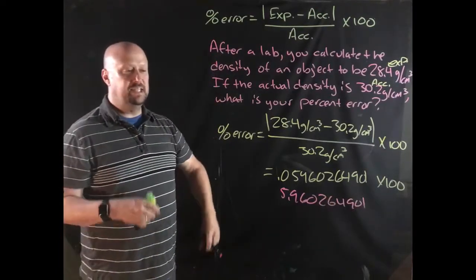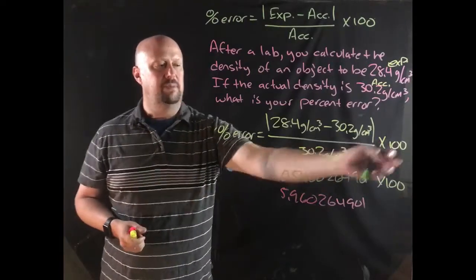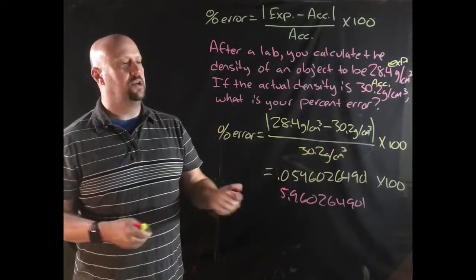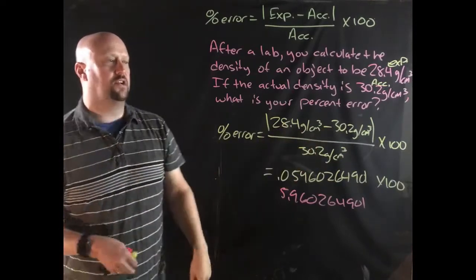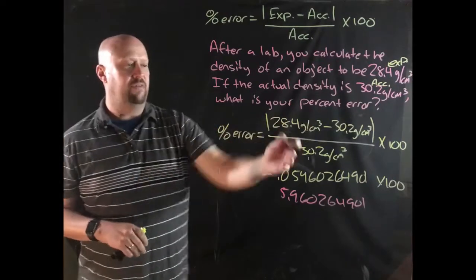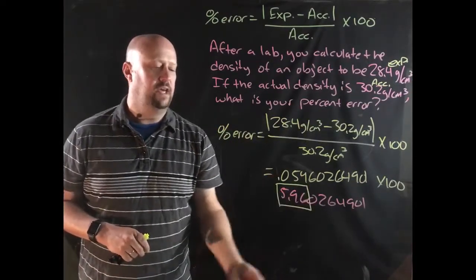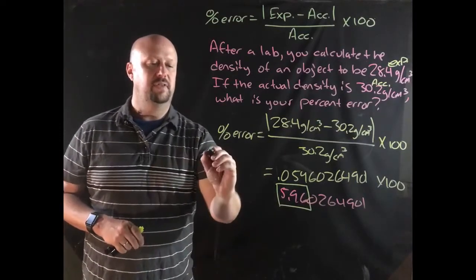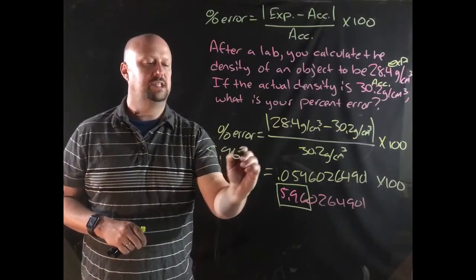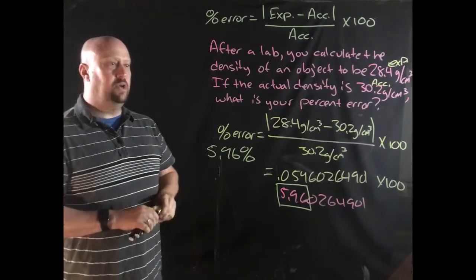We need to put that in significant figures, though. So how many sig figs do I need? Well, the 100 doesn't matter, because that's a constant that you're using. But what matters is how many sig figs your original measurements had. In other words, how precise were they? So they all have 3 sig figs, so that means my answer should have 3 sig figs. So your correct answer in this case is going to be 5.96%.